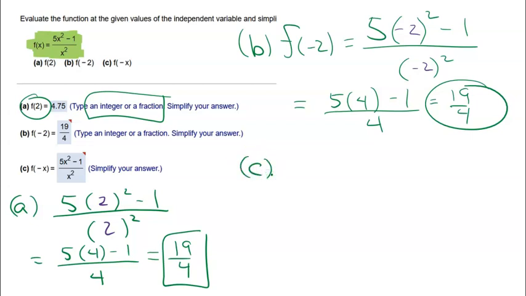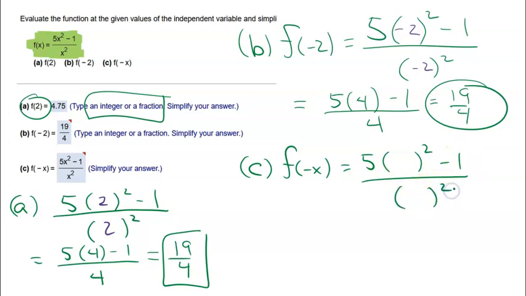Let's do C. So f of negative x, again, the habit is 5 parentheses squared minus 1 over parentheses squared. It's one of the best habits I can encourage y'all to have: whenever you substitute something, write the original function down, remove the variables, replace them with parentheses, and then plug in everything that it says to plug in. So I'm going to plug in negative x here, negative x here. And then our goal is just to simplify that as much as we can.